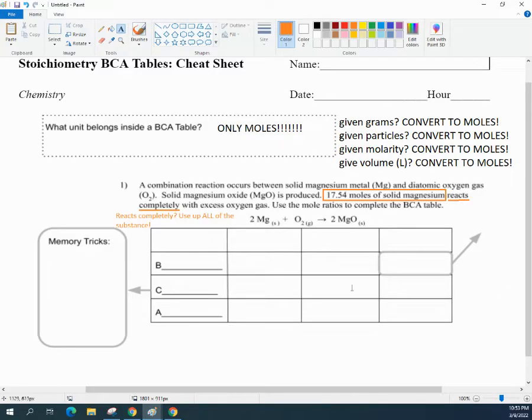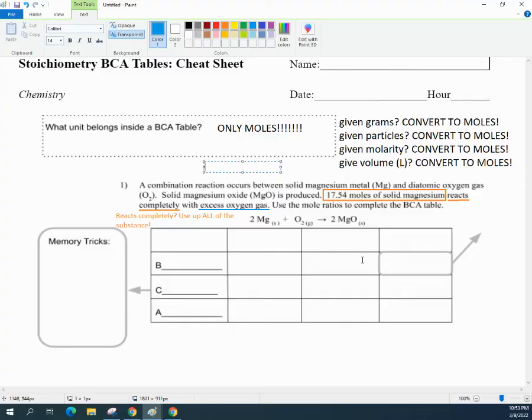Okay, so it also says that we are reacting with excess oxygen gas. When we see excess, that means two things. One, we're going to start with an excess of oxygen gas, and two, we're going to end with an excess of oxygen gas. So an excess means that we will begin the reaction with an infinite amount of gas, which means we will also end the reaction with an infinite amount of gas.